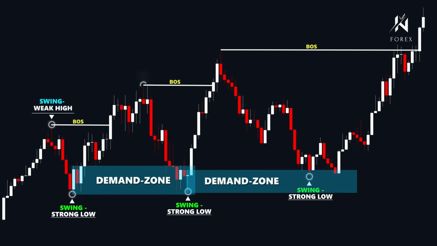On the flip side, check out these highs. These are what we call weak highs. Price struggles around them for a bit, but notice how they don't hold for long? The trend eventually breaks right through. In a strong uptrend, weak highs usually get taken out as price pushes to new higher highs.